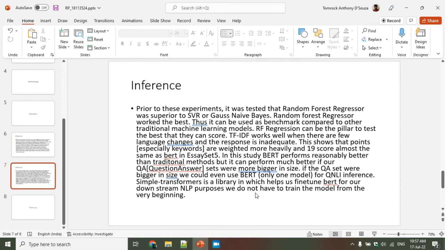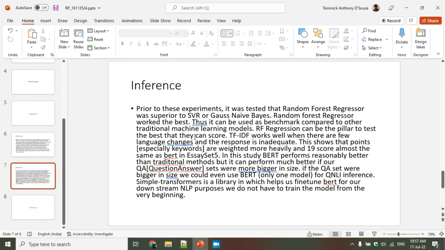So that's it. And prior to these experiments, we compared random forest with SVR and Naive Bayes, which I have already told you about. TF-IDF is a superior method for converting data sets into trainable independent data sets, converting sentences into features.